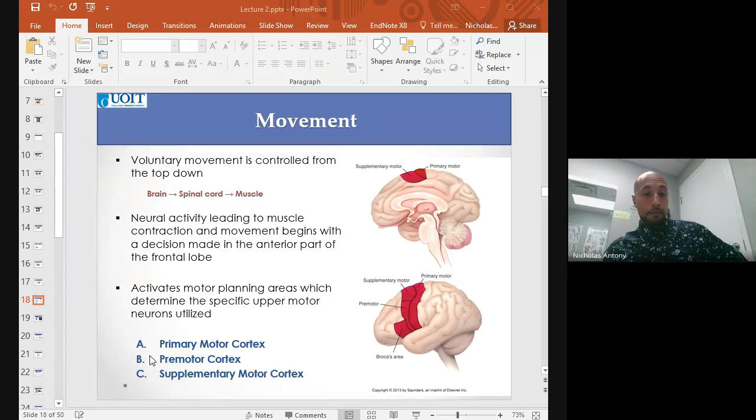So these are the three areas that we're going to learn about. They are the primary motor cortex, the premotor cortex, and the supplementary motor cortex. You can see them on the slide here. We have the primary motor cortex, supplementary, and premotor cortex. And these are the three motor planning areas that we're going to be talking about today that are utilized in developing the specific activation pattern of our muscles to move our body in the way that we would like it to.